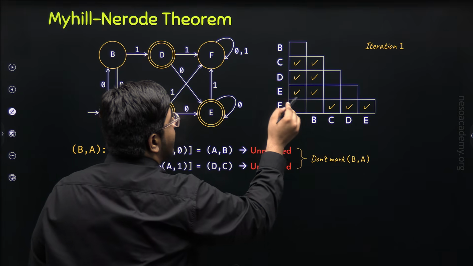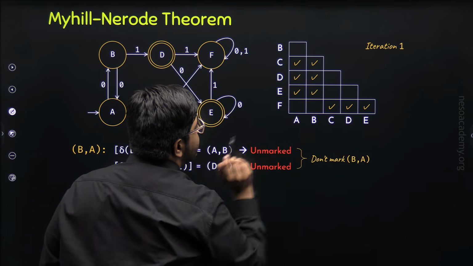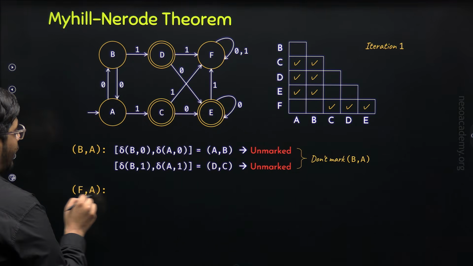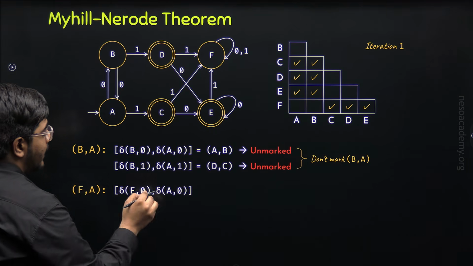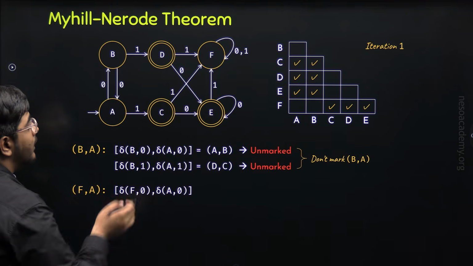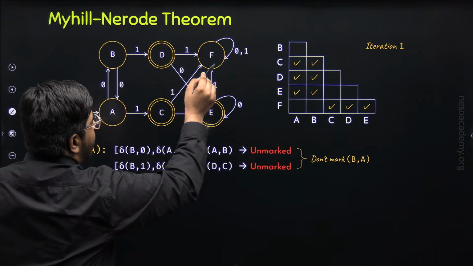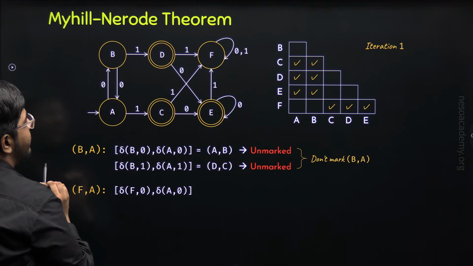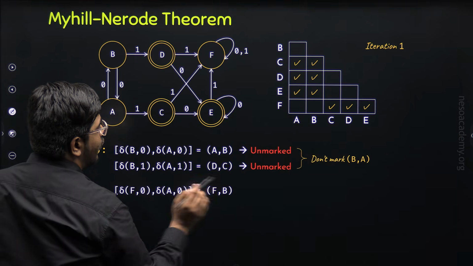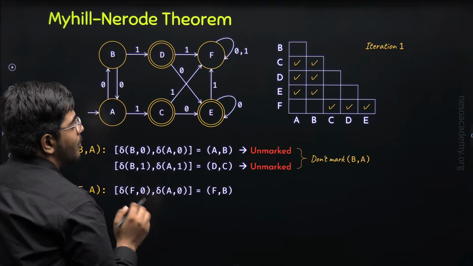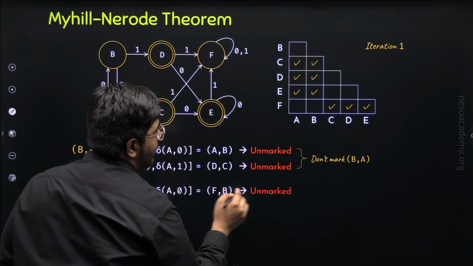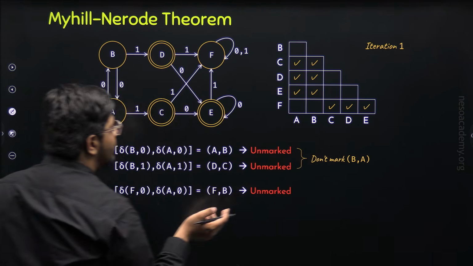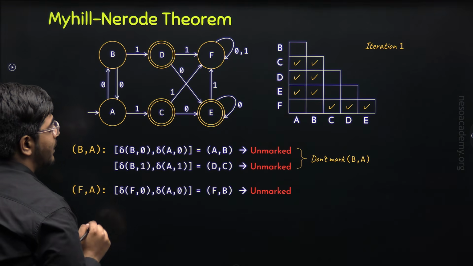Now let's check the another unmarked pair, which is F, A. For F, A, we need to calculate delta F, 0, delta A, 0. F, 0 is F and A, 0 is B. So we will get F, B. Let's check F, B. F, B is unmarked. No issues. Let's check for the input symbol 1.